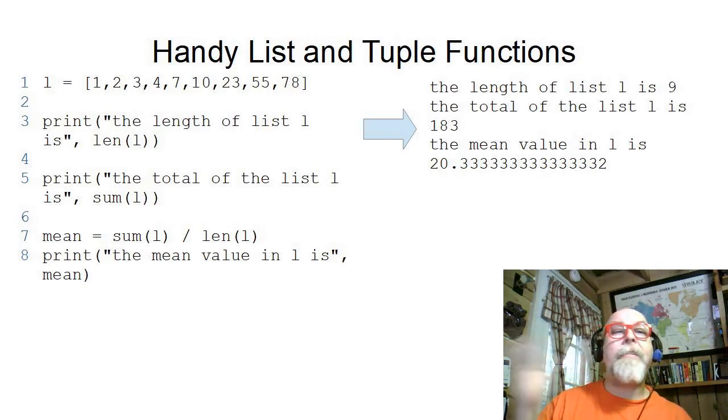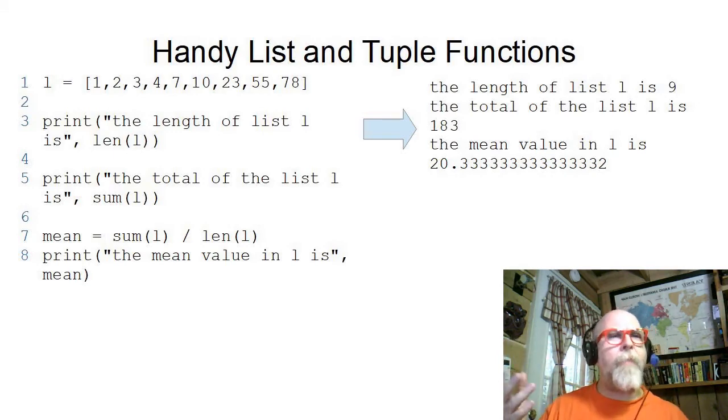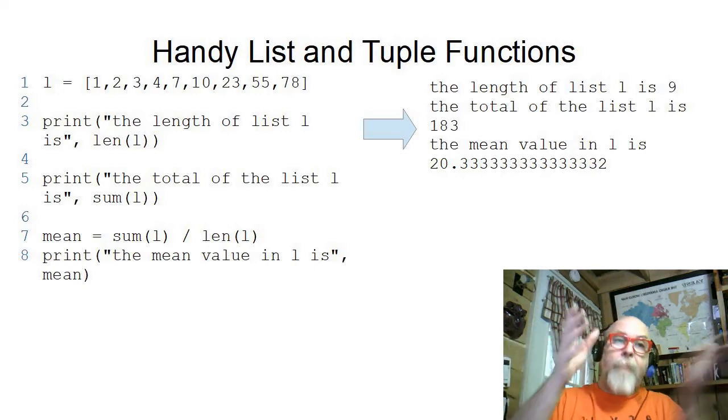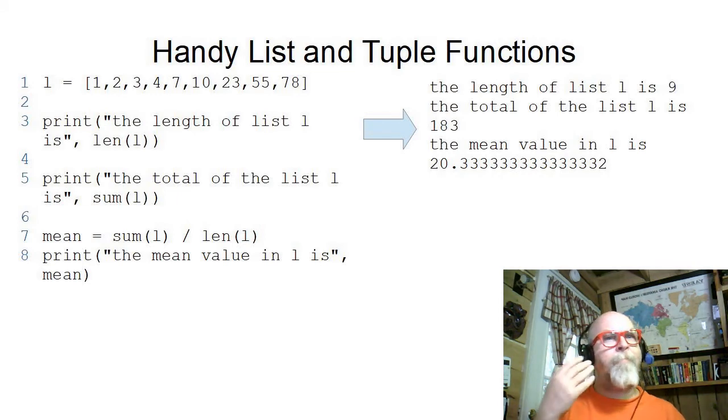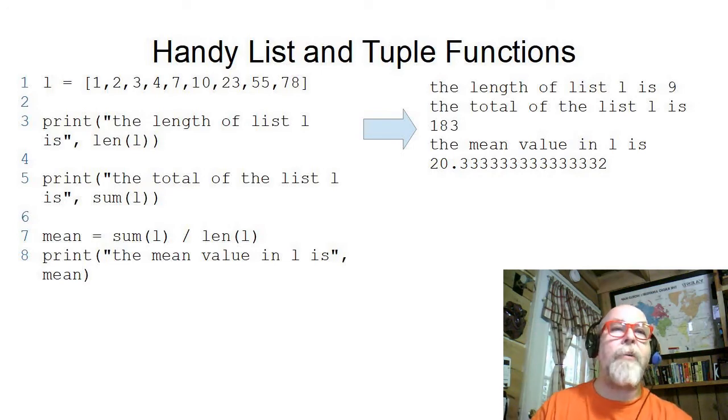And then on line 7, I calculate the average or the mean of the numbers in that list. Because if you remember, the average of a list would be to add them all up and divide by the number of elements. That would be sum divided by len, wouldn't it? So we sum divided by len, and I print out the mean value or the average value of the list at 20.33.